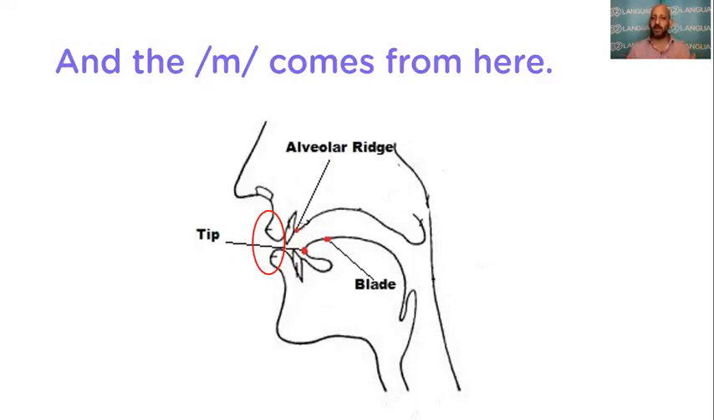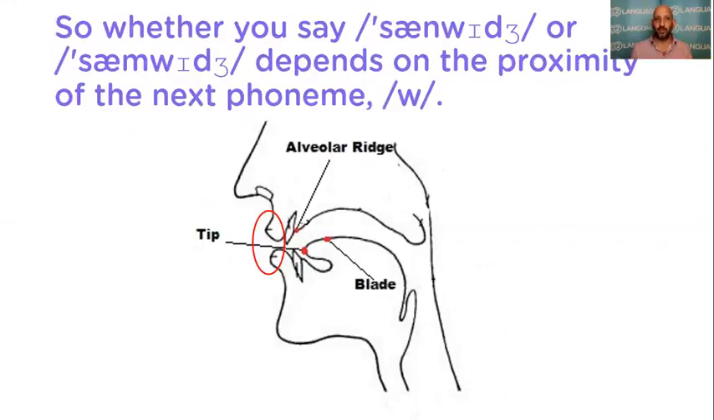Whatever comes out of your mouth naturally is what it should be. Both of them are in fact acceptable sounds. Notice though that the M is from the lips and the N is from the alveolar ridge. So if you say sandwich or samwich, it depends on the proximity of the next phoneme, which is W. Now, W comes from the lips, doesn't use the alveolar ridge.